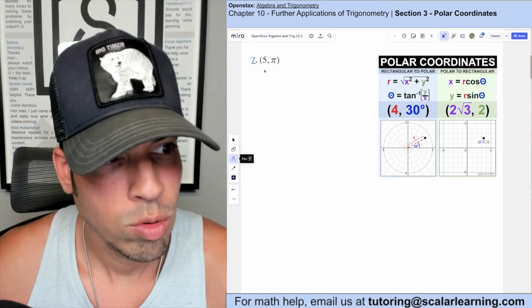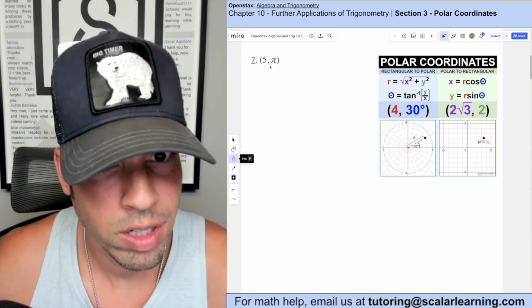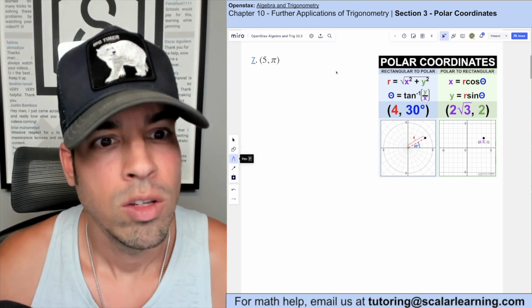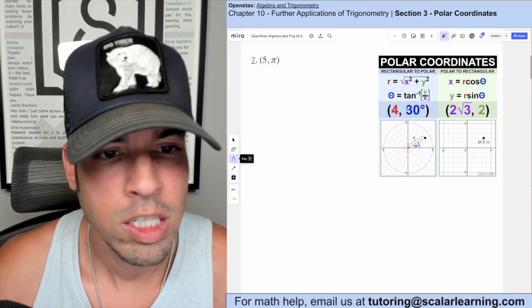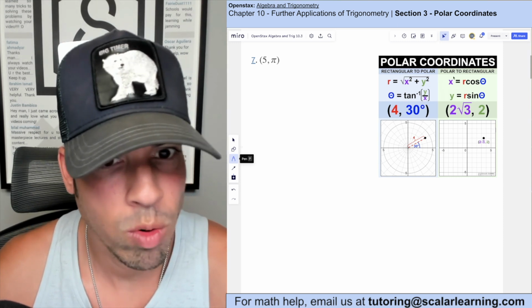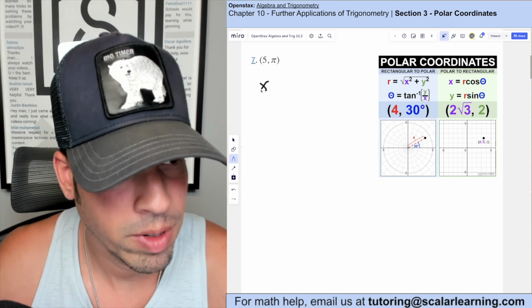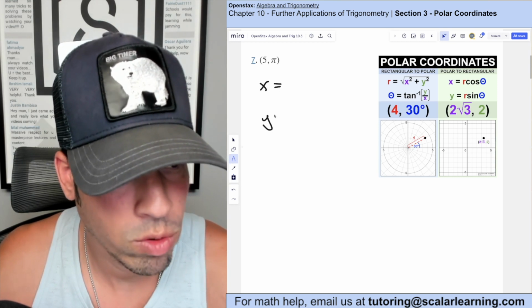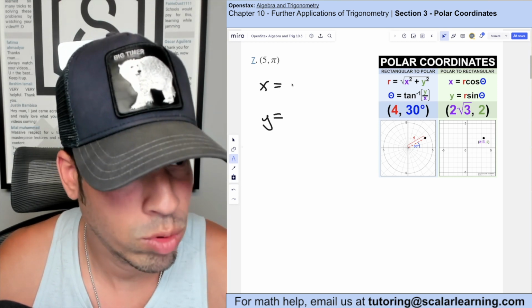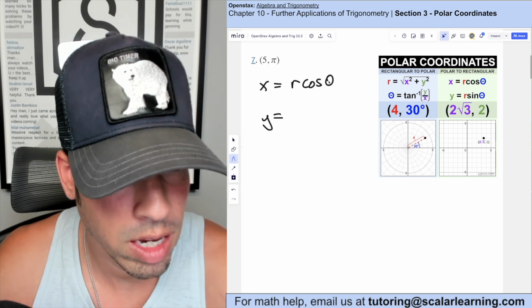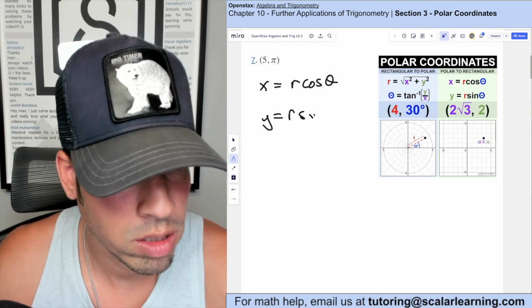Done. For this one, we're converting polar coordinates to rectangular. The way we're going to do that is by using this little infographic, going from polar to rectangular. What we're doing is figuring out the corresponding x and y values by saying that x is equal to r cosine theta and y is equal to r sine theta.